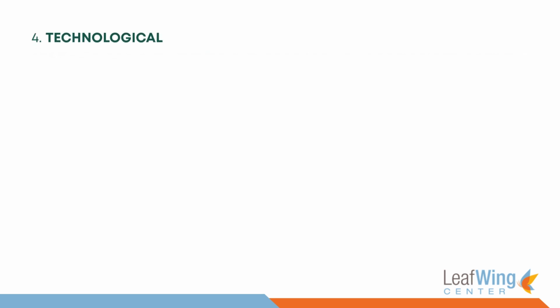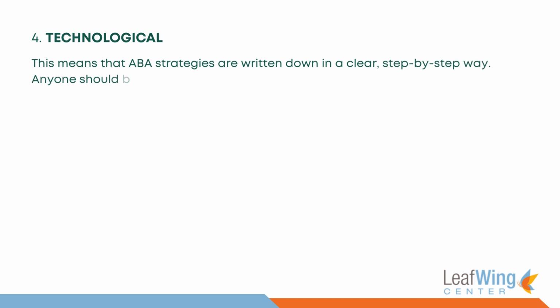Fourth, technological. This means that ABA strategies are written down in a clear, step-by-step way. Anyone should be able to read the directions and follow them. This makes it easier for different people, like teachers, therapists, or parents, to help a child in the same way. These steps also describe what the behavior looks like and what to do about it.